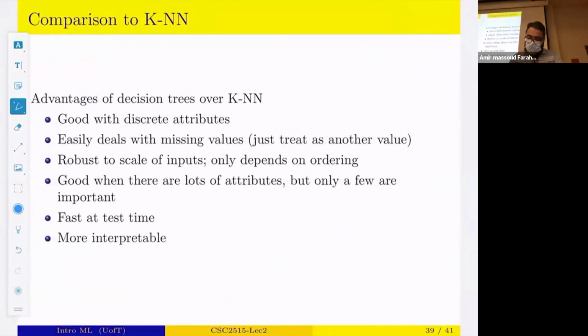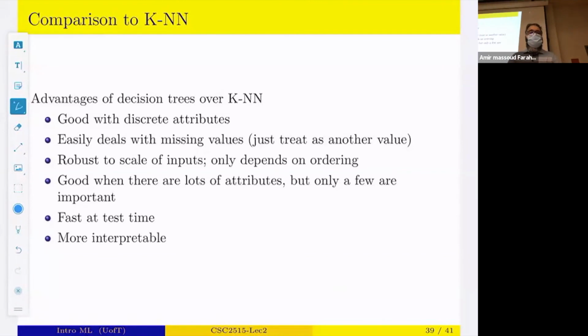We can also compare it with k-nearest neighbors. The advantage of decision trees over KNN is that it is easy to work with discrete variables, because it doesn't really matter whether the variables are continuous or discrete. For KNN, it's difficult, because you need to define distance between discrete variables, and defining distances over discrete variables is not as obvious as choosing, say, Euclidean distance.